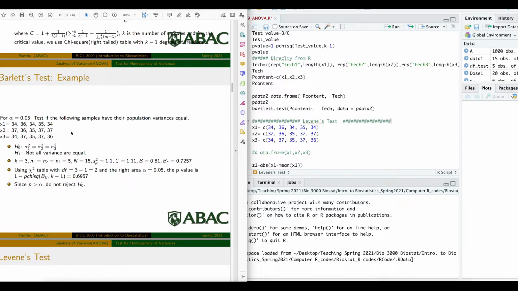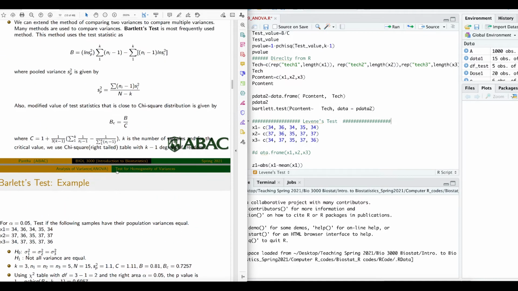So you can think that way too. Okay, so what is the null hypothesis? All three population variances are equal, and the alternative is not all variances are equal. So we need to find out first B, and then we'll find out C, and then we will find out BC, that is B over C. So that's what we want to find out.